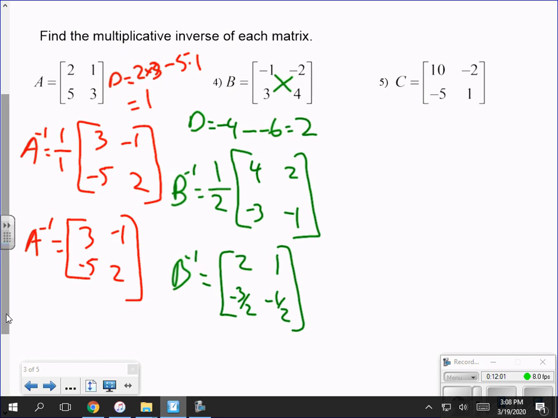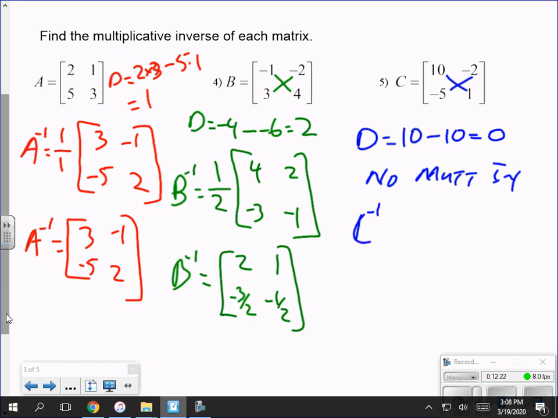And then the last one here, our determinant, is multiply these two, 10 times 1 is 10, minus multiply these two, negative 5 times 2 is 10, and I get 0. My determinant is 0, so there is no multiplicative inverse. Because what do I need to multiply? To find the inverse of C, my first step is to do 1 over the determinant, which would give me 1 times 1 over 0. That would be undefined. It does not exist.